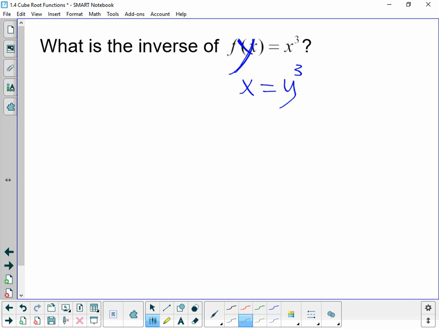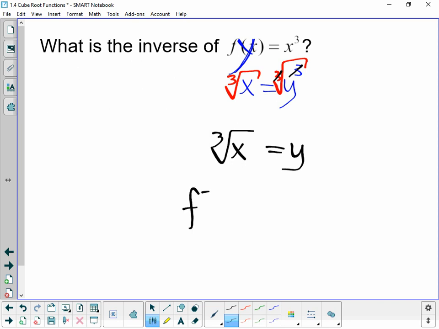Well, if you have a second power that you need to undo, you square root it. If you have a third power you need to undo, you cube root it. And so what we have on this side of the equation is the cube root of x, and then the third power and the third root cancel each other out or undo each other, so we're just left with a y on the right hand side. And that is our inverse function.